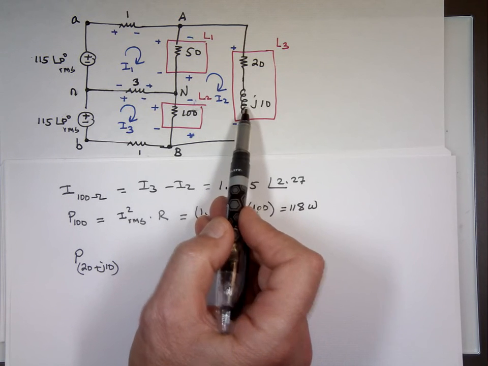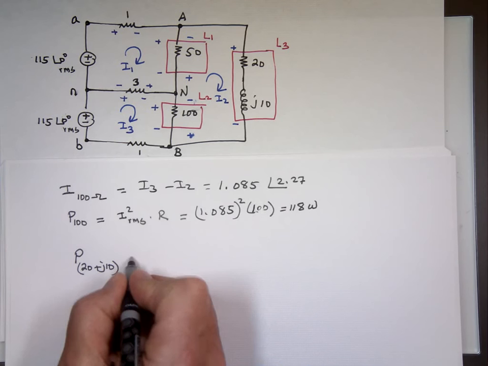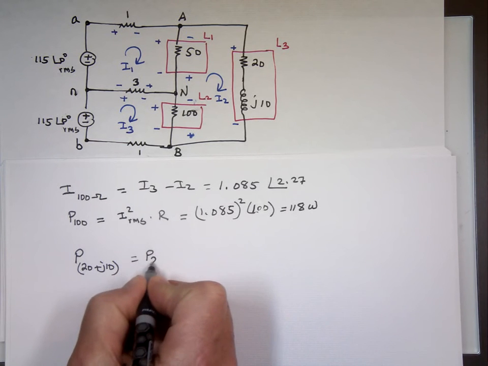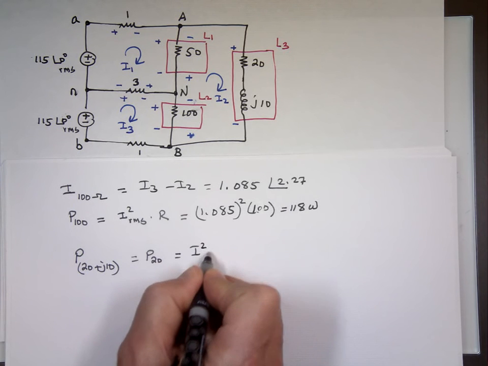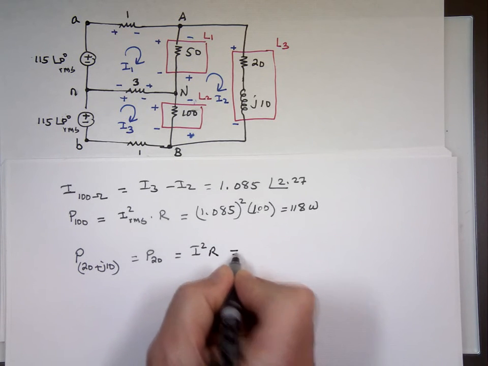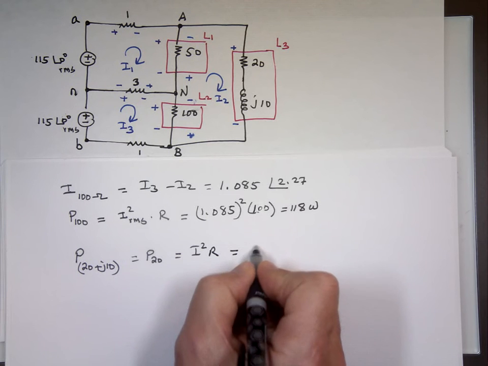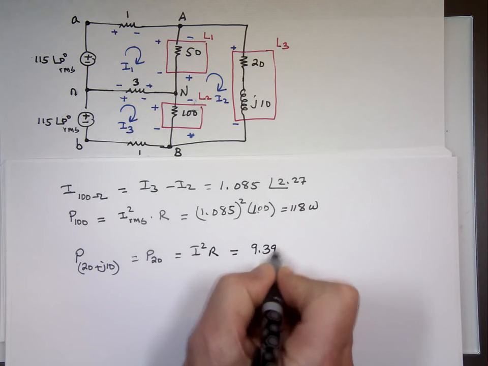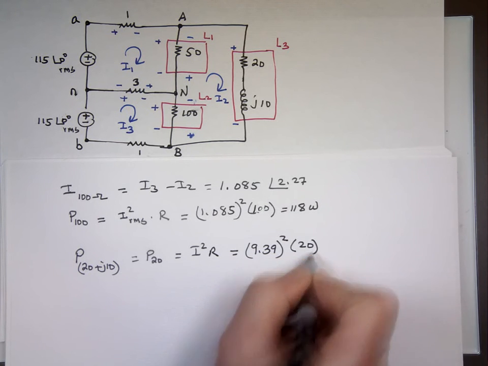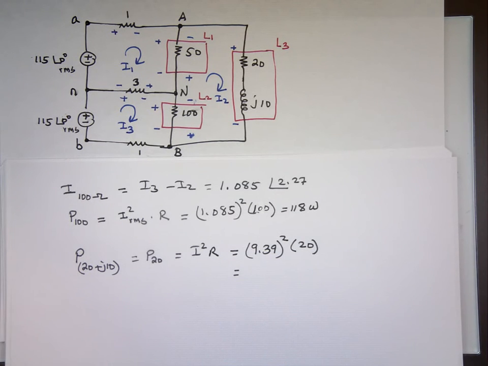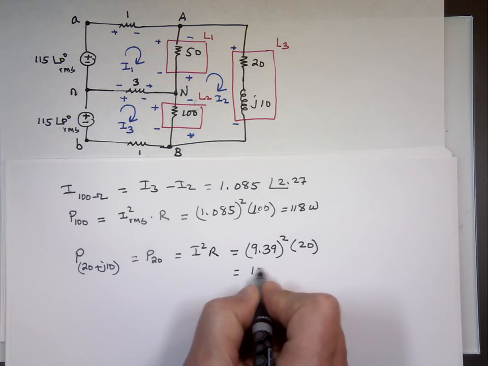I only have to deal with that resistor. So the average power absorbed by the 20 ohm resistor only is I squared R. I for that happens to be I sub 2, which is 9.39 squared times R, which is 20. That's 1,763 watts.